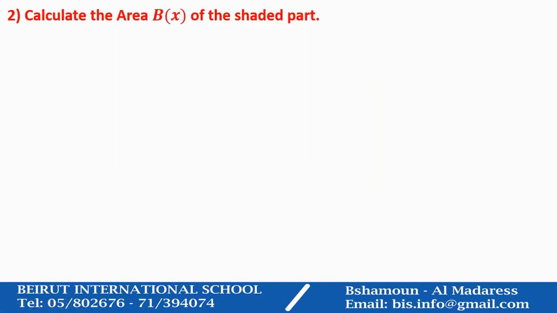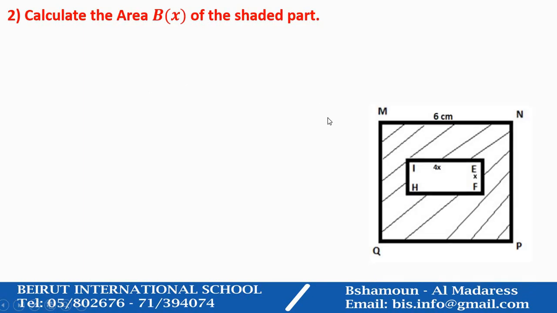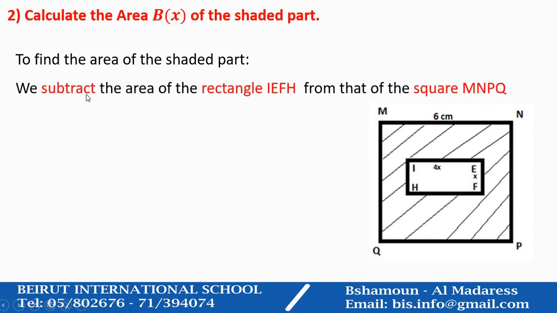Let us move to part 2. Calculate the area B of x of the shaded part. Look at the figure, guys. To get the shaded part, you should find the area of the big square MNPQ, and you cut from this square a rectangle IEFH. If you cut this rectangle from this square, you get the area of the shaded part. So, to find the area of the shaded part, we subtract. Cut means we subtract. We subtract the area of the rectangle IEFH from that of the square MNPQ.